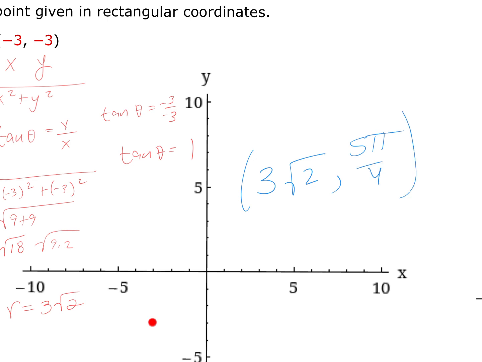Now, if they asked you, or if you were trying to find other points that would be equivalent to this, what would your R value be if you wanted to add 2 pi?